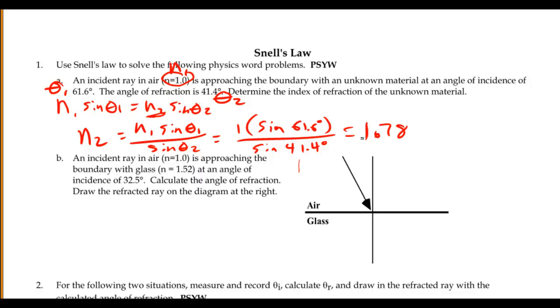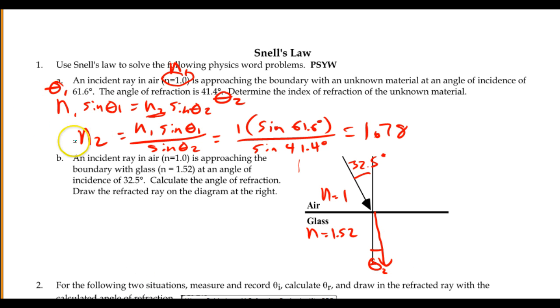Part B, an incident ray in air at n equals 1.0 is approaching the boundary with glass, n equals 1.52, at an angle of incidence of 32.5 degrees. So this is 32.5 degrees. This is n equals 1. This is n equals 1.52. We're going to try to figure out what the angle of refraction is. Now, since it's going from faster to slower, it will bend toward the normal. This is the angle theta 2 we're trying to figure out.